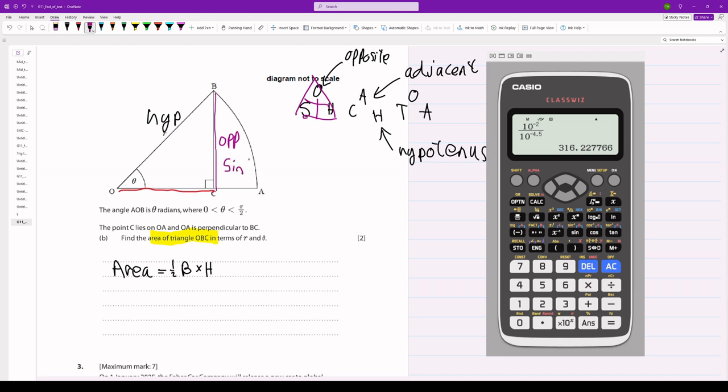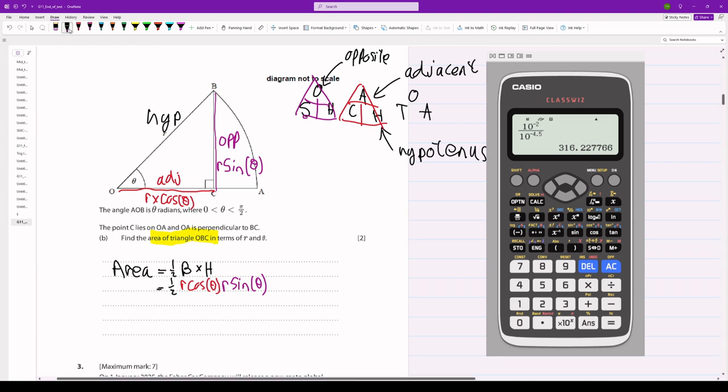So sine theta times the radius. The bottom bit is the adjacent, so I need cosine. So r times cosine of theta. I now just put both of these things into the area of a triangle formula. So half the base, so r cos theta, multiplied by r sine theta, which is the height.